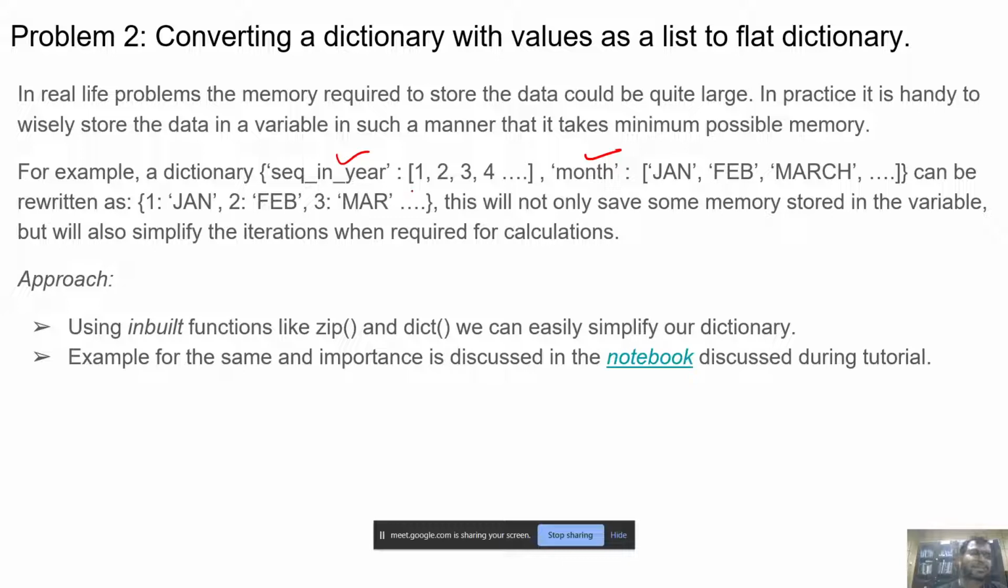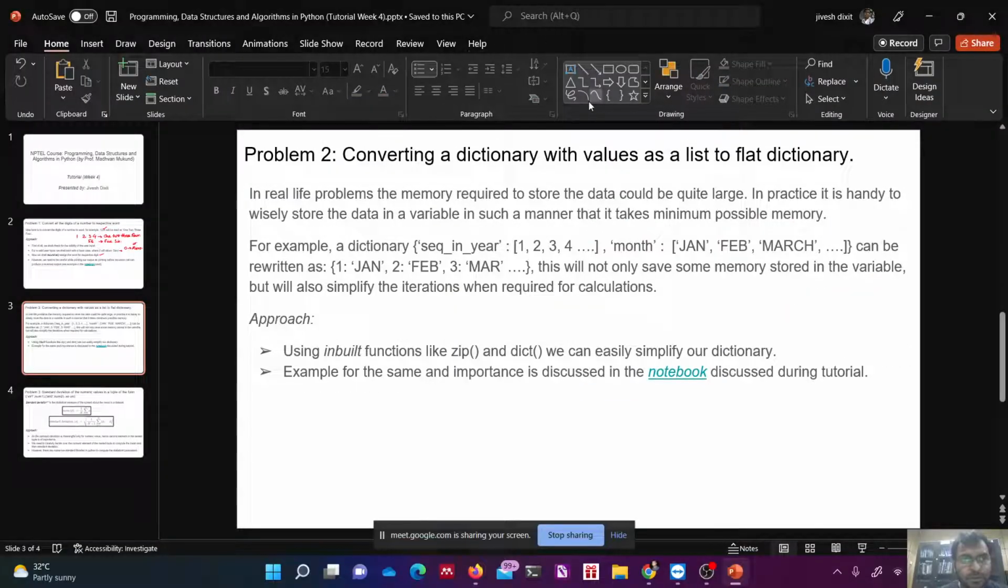So it's not like it should always be non-nested. Sometimes it will be necessary to nest a dictionary. So we will see how we should proceed, and when it is needed to nest them, and how we should nest so that it takes the least possible memory. For that, we will use the inbuilt functions zip and dict, and we will simplify our dictionary in that manner. An example for that, we will see in our notebook.